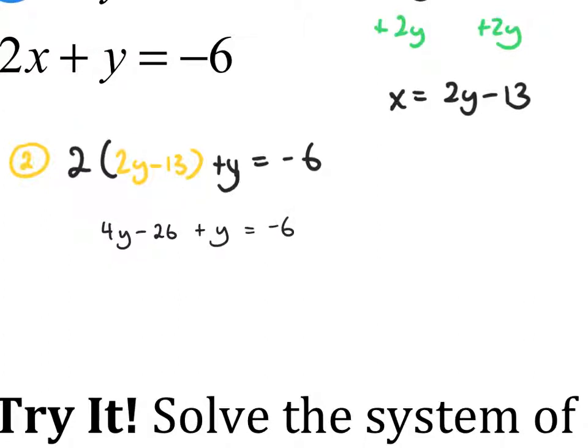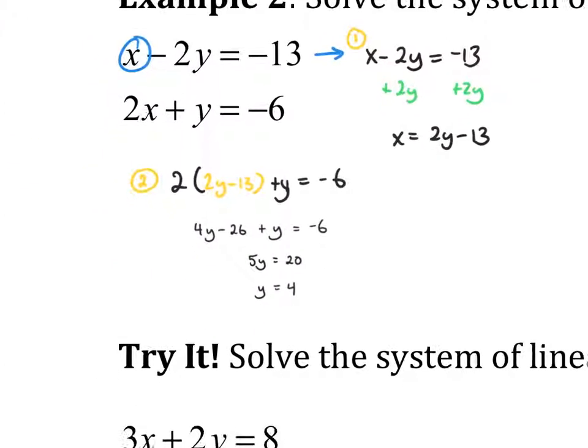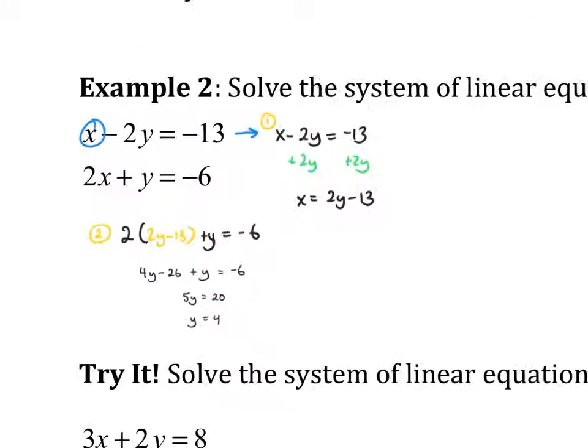I'm going to do two things at once. I'm going to combine like terms there to be 5y, and then I'm going to add the 26 to both sides to get 20. Notice now I get y equals 4 when I divide both sides by 5. So that's step 2. So let's follow along.